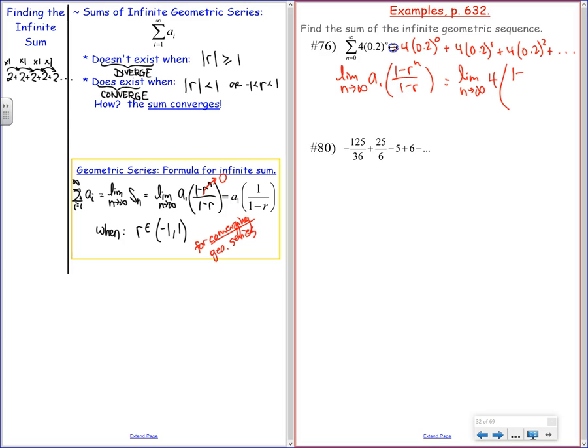1 minus, who's my common ratio? 0.2. 1 minus 0.2 to the n all over 1 minus 0.2. Since r is 0.2, as n goes to infinity, what's going on to this little term right here? Good. The whole thing converges because this piece will go towards 0. So you end at that little pre-cal formula that I suppose you could memorize. 4 times 1 over 1 minus 0.2. Isn't that just 5?